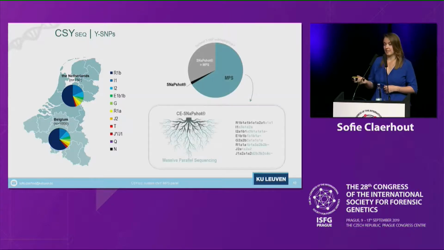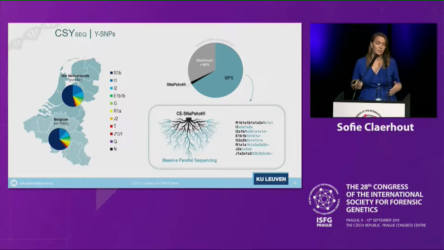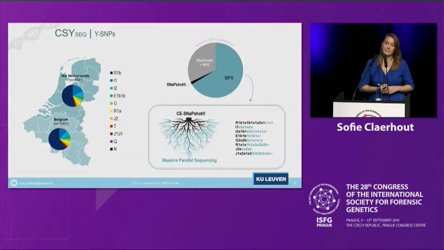If we then translate this to the success rate of our panel, so the massive parallel sequencing, then we see that 66% of our samples were better typed using massive parallel sequencing in comparison with snapshot technique used in our lab. On average, 4 branches deeper within our samples were typed using massive parallel sequencing, and we saw a maximum of 11 branches deeper. So that is quite nice because snapshot technique is sometimes very time-consuming.